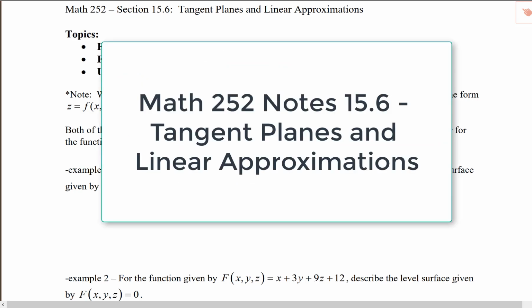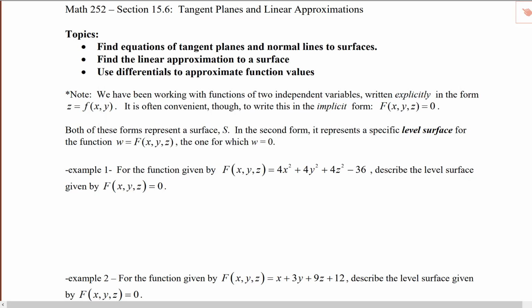Welcome to Math 252, Section 15.6 on tangent planes and linear approximations. On the first page of these notes, we're going to cover a bit of review that will help us get ready to understand the heart of the lesson.